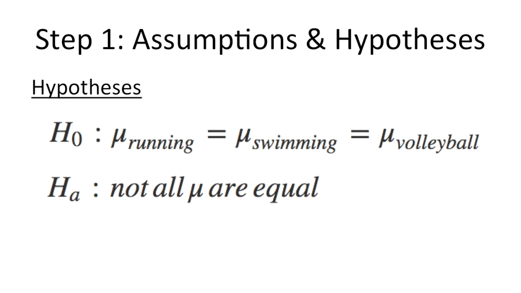The next step is to write our hypotheses. The null hypothesis is that all of the population means are equal. So the mean for the students who prefer running is equal to the mean for the students who prefer swimming and equal to the mean for the students who prefer volleyball. The alternative hypothesis is that not all population means are equal.